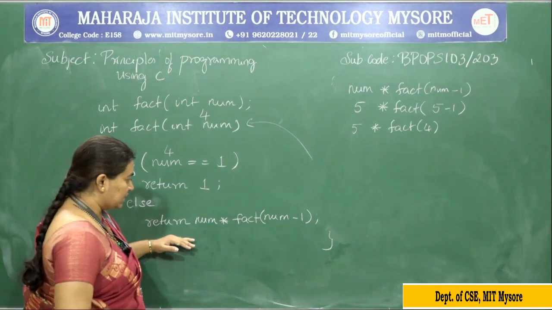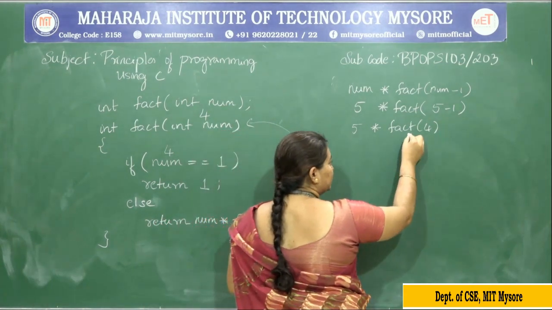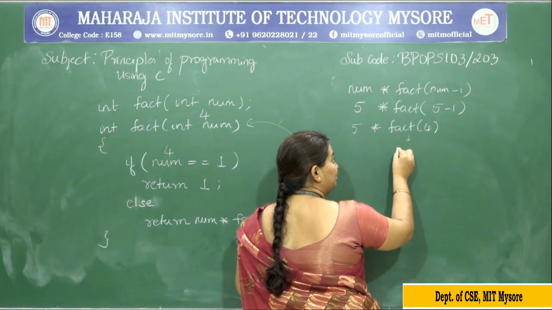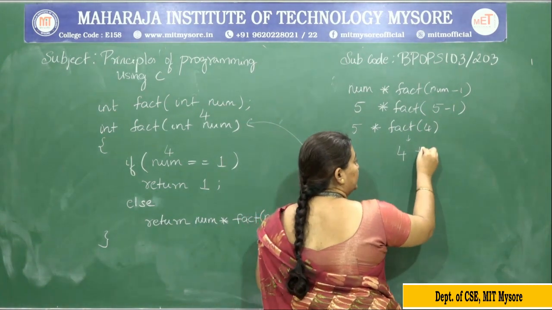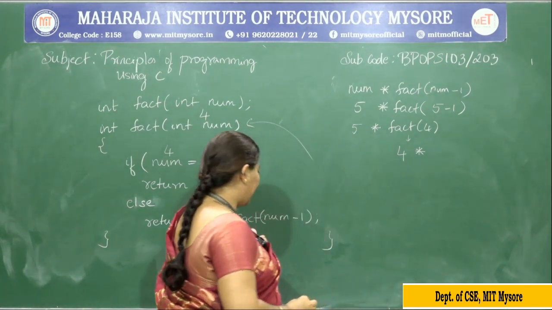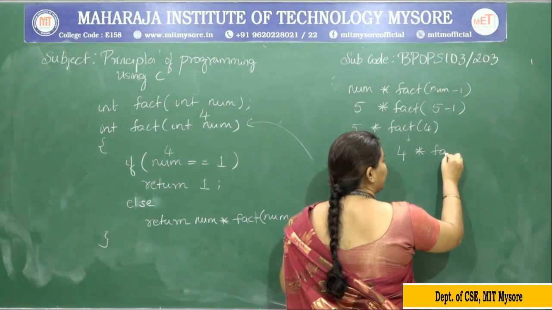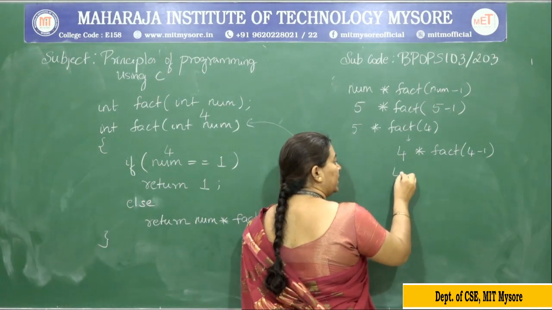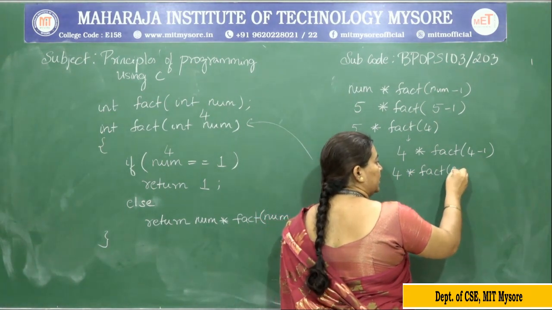Next, what will happen here? Again I have to use num. So again this particular function is going to call. So what is num? It is nothing but your 4 into, next is fact of num minus 1. So what will be fact of num minus 1? Fact of 4 minus 1. So it will be 4 into fact of 3.